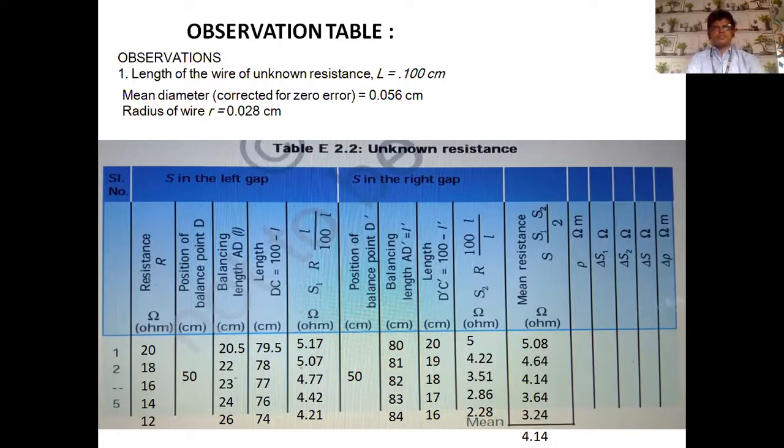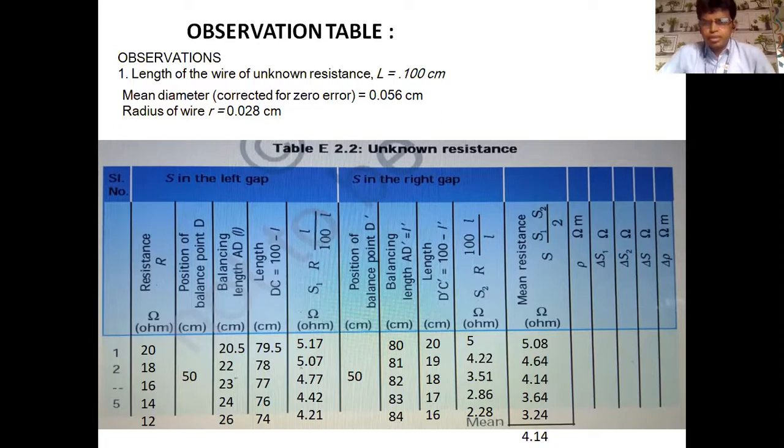Now S2. How is S2 possible? So now R is 20, then 20 by 80. So we get the answer 5. Now continue, you calculate the rest yourself.